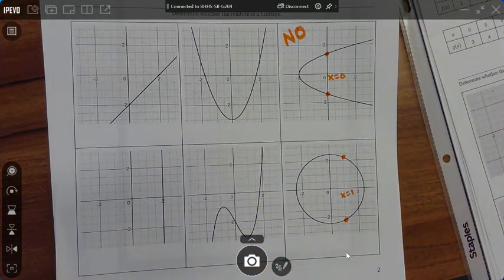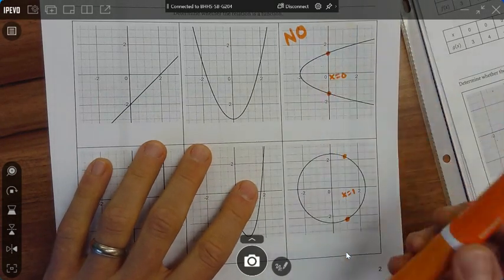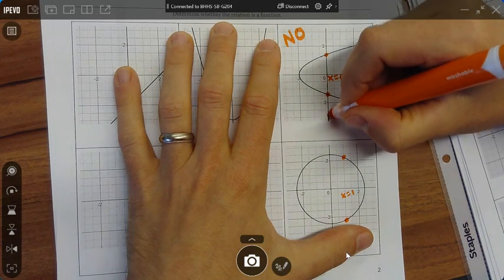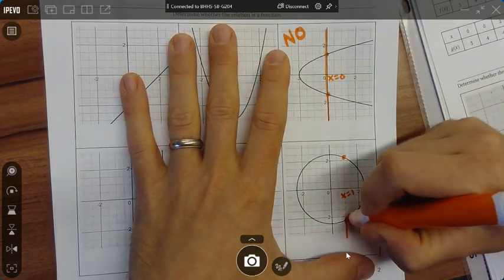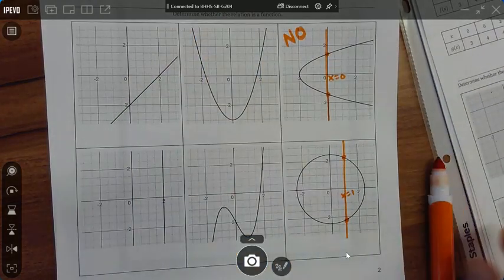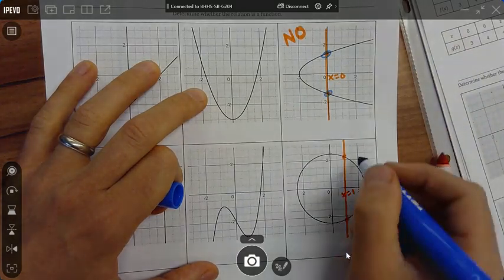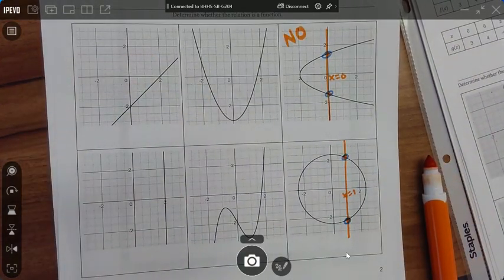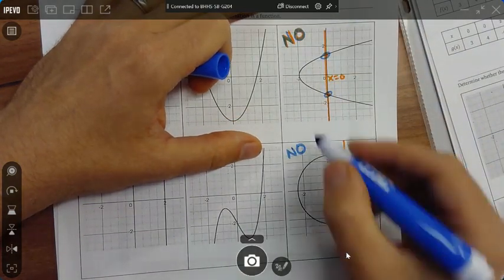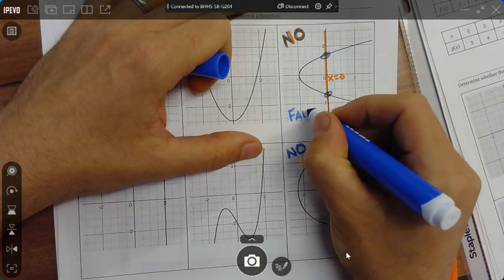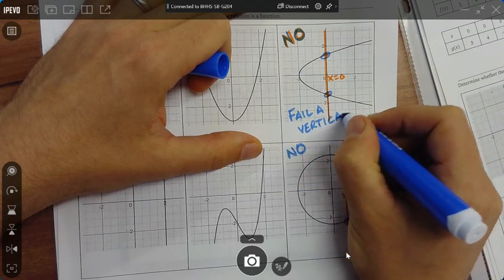There's a nice little rule for recognizing it, and it's called the vertical line test. If you can draw a vertical line, that's a vertical line right there, and it will hit the curve at more than one place, then it is not a function. So no and no, and the reason is that they fail the vertical line test.